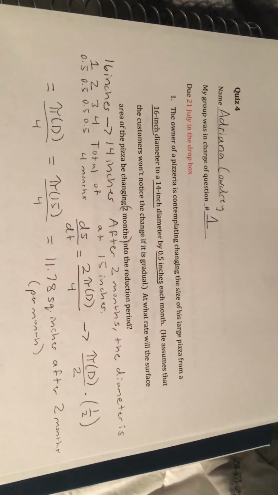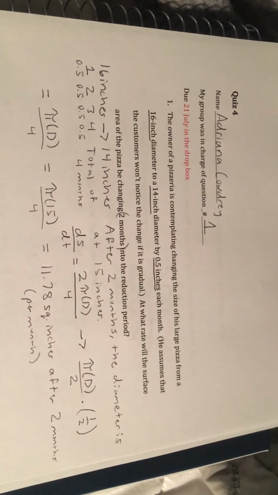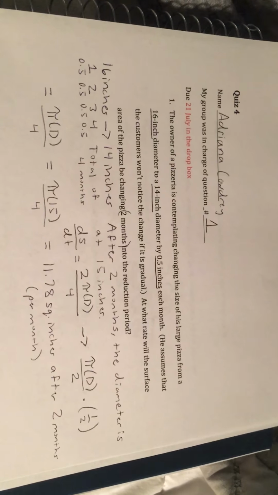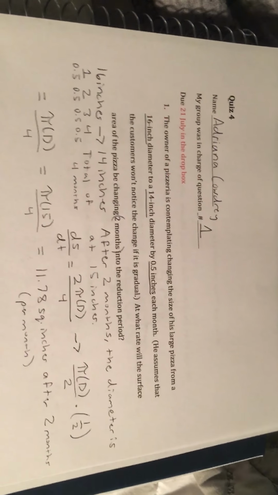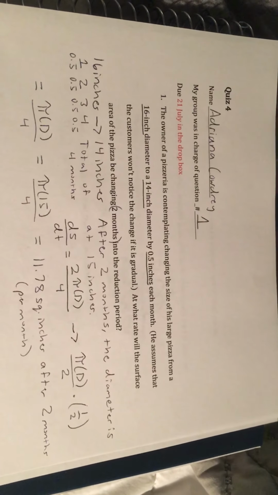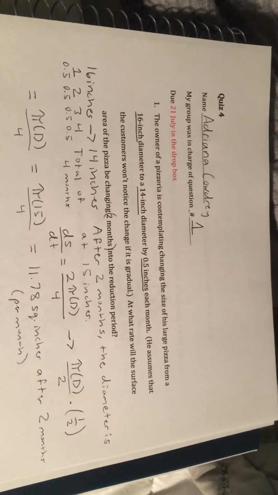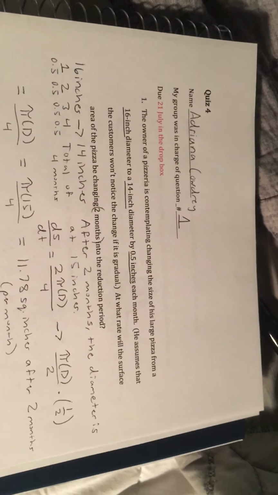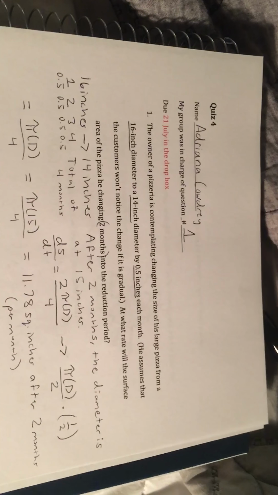So, question number 1: the owner of a pizzeria is contemplating changing the size of his large pizza from a 16-inch diameter to a 14-inch diameter by 0.5 inches each month. He assumes that customers won't notice the change if it is gradual. At what rate will the surface area of the pizza be changing 2 months into the reduction period?